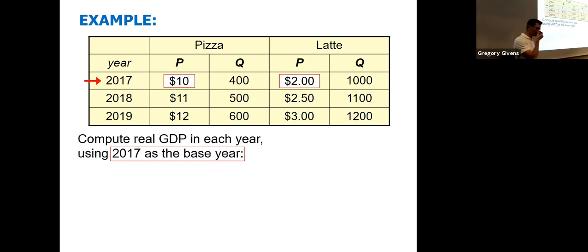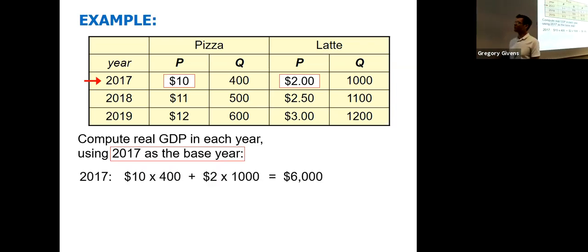So what is real GDP then in each of these 3 consecutive years? Well, in 2017 rather, it would be what? The base year prices, $10 and $2, times the quantities that prevailed in that year, 400 pizzas and 1,000 lattes, giving us a real GDP of $6,000. How do we add up real GDP for 2018 then?